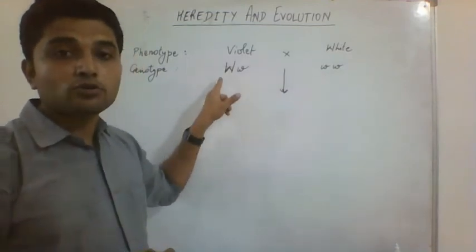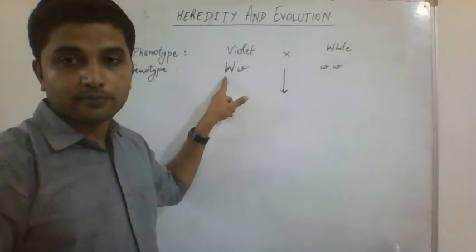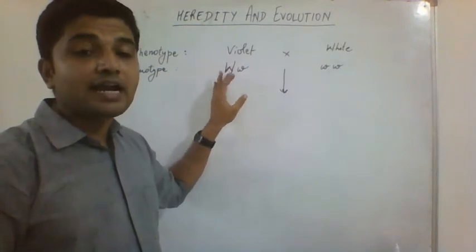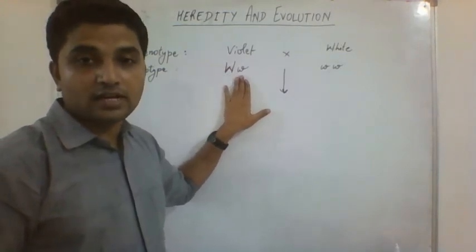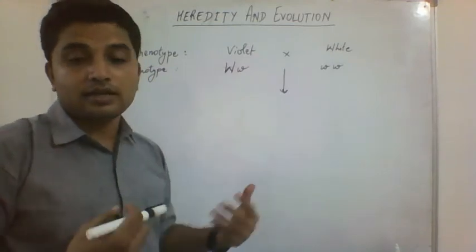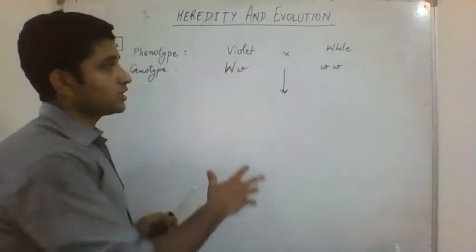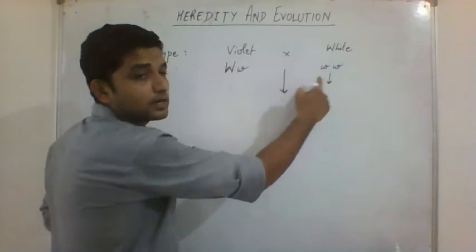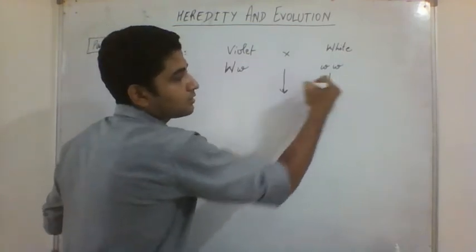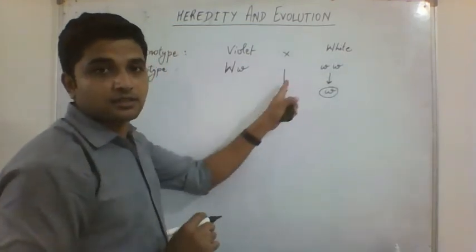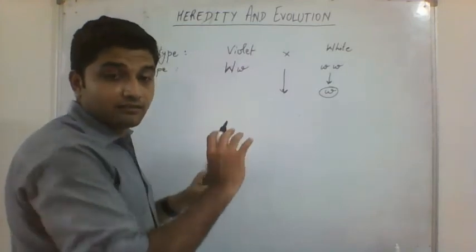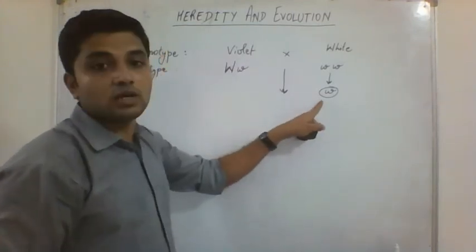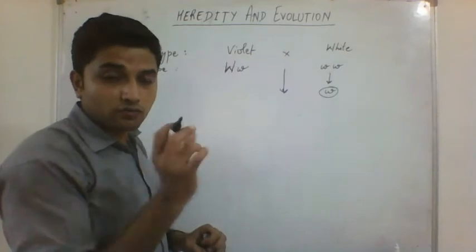But violet can be produced by a hybrid condition also. Okay, so if Mendel had taken this type of genotype, what would be the F1 generation? What would be the combination in the F1 generation? See, these plants will always produce white factors. They have no other factors. What they will give the next generation is only small w, that is the factors for white.